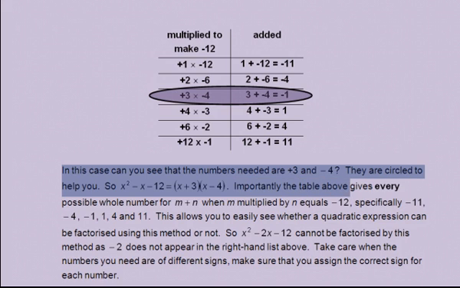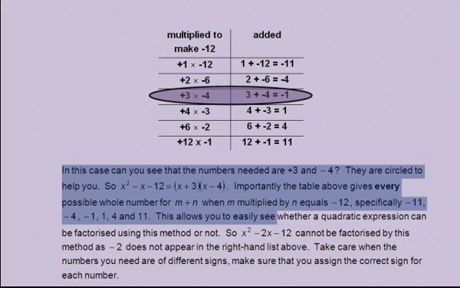Importantly, the table above gives every possible whole number for m plus n when m multiplied by n equals minus 12, specifically minus 11, minus 4, minus 1, 1, 4, and 11. This allows you to easily see whether a quadratic expression can be factorised using this method or not.